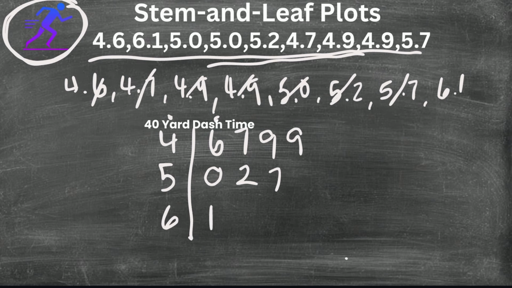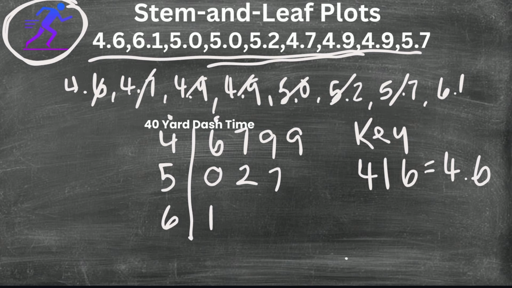So now here is our stem and leaf plot, but remember we need to include a key so that people know. You could look at it and just think, well, it's 10s and 1s, 46, but it's not, it's decimals. So we're going to write 4 6 equals 4.6, or 4 6/10.